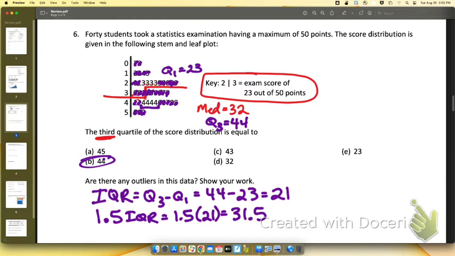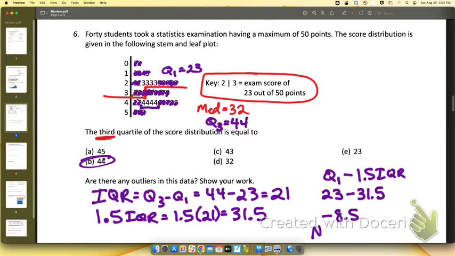Now I'm going to find out if there is a lower outlier. So Q1 minus the 1.5 IQR number. So that's going to be Q1 is 23, and then I'm going to subtract that 31.5. And what I get is negative 8.5. Well, there's no data values that are lower than that, so there is no lower outlier.